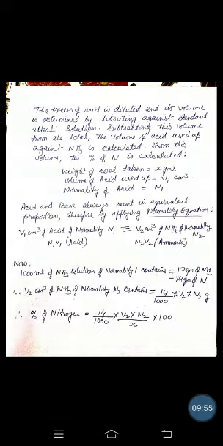Therefore, by applying the normality equation, N1V1 is equal to N2V2, we can say V1 cubic centimeter of acid having normality N1 corresponds to V2 cubic centimeter of ammonia. That means volume of ammonia V2 is equal to V1, that is the volume of acid, and normality of ammonia N2 is equal to the normality of acid N1. That means N1V1 of acid is equal to N2V2 of ammonia. Now, from this V2 and N2, we can calculate the amount or percentage of nitrogen.